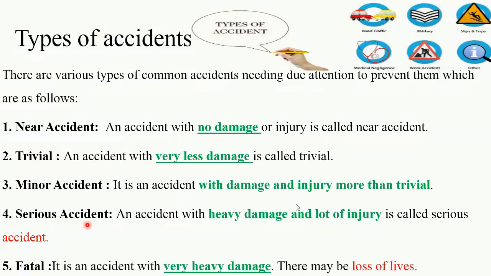In the serious accidents, an accident with heavy damage and a lot of injury is called a serious accident. And the fatal accident, which is the last type of accident, is an accident with very high damage. There may be chances of losing lives. So these are all the types of accidents.